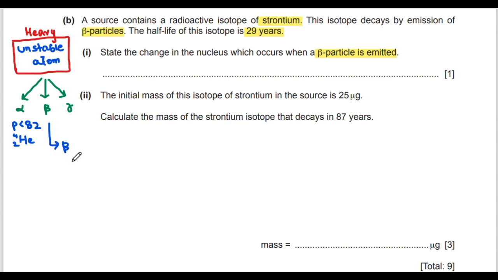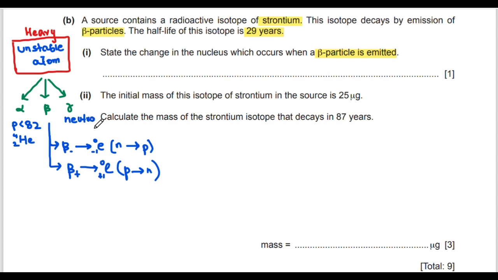Beta particles are of two types: beta negative, which is an electron which has negative charge, and in beta negative decay a neutron is converted into a proton, and in beta positive decay a positron is emitted which is much like an electron but having a positive charge, and a proton is converted into a neutron in beta positive decay. And in gamma decay it's neutral, so there is no such change in an atom. So our answer is if a beta particle is emitting, that means it's a beta negative particle or an electron. So a neutron is converted into a proton.